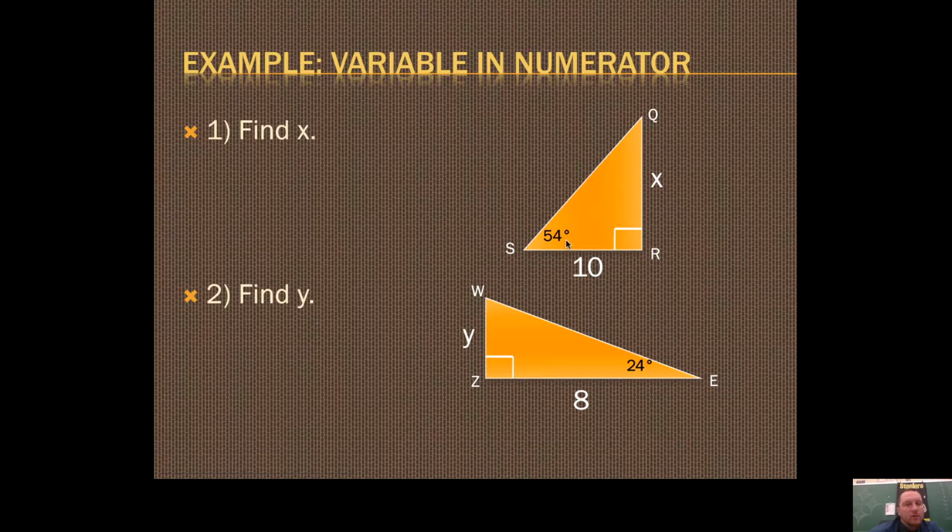We have this acute angle. We have this leg over here. That is our opposite leg. And we have this leg here. That's our adjacent leg. Both legs. We have one, we want one. That's why we're using tangent.